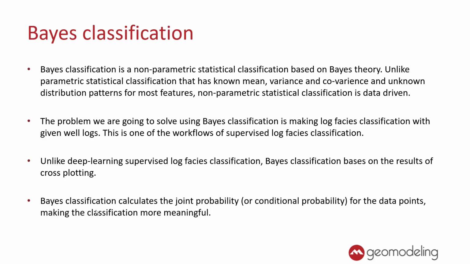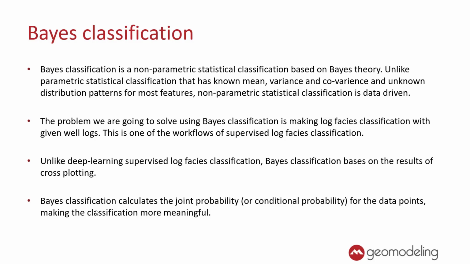Bayes classification is a non-parametric statistical classification based on Bayes theory. Unlike parametric statistical classification that has known mean, variance, and covariance and unknown distribution patterns for most features, non-parametric statistical classification is data-driven.